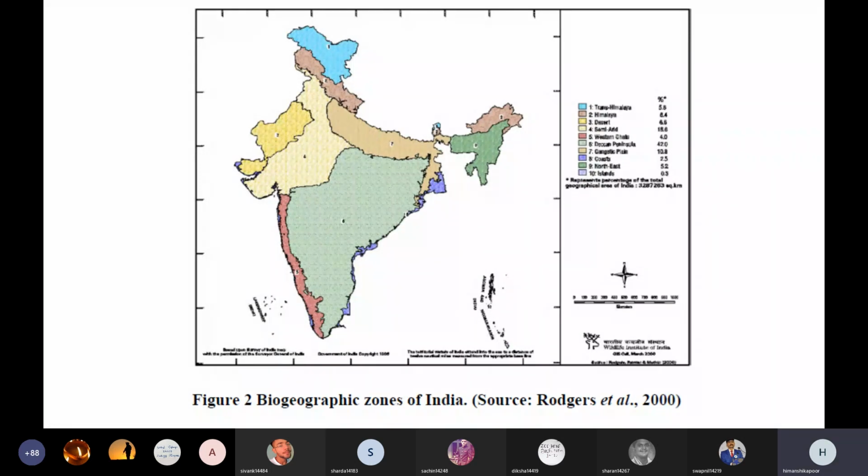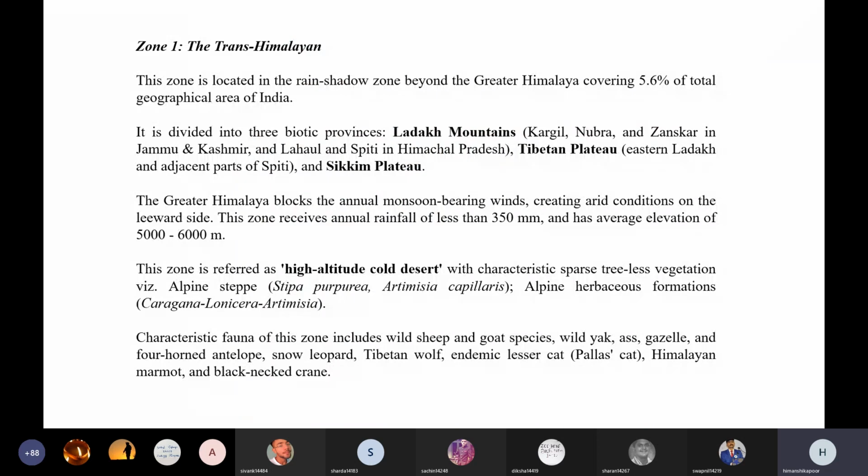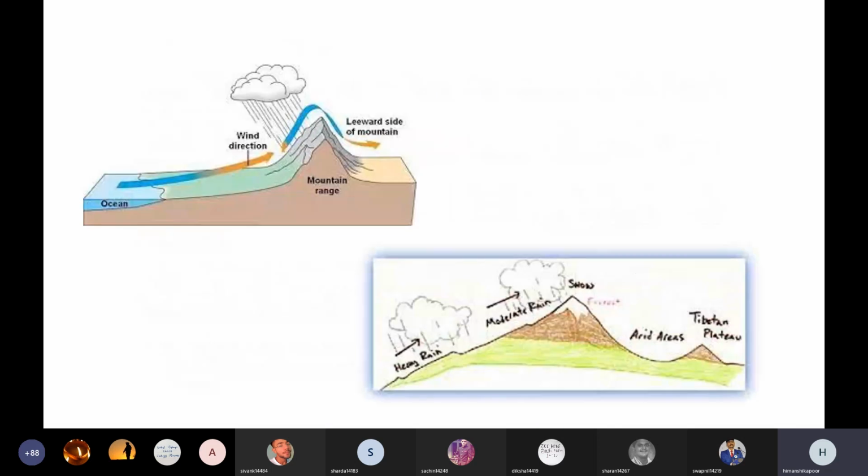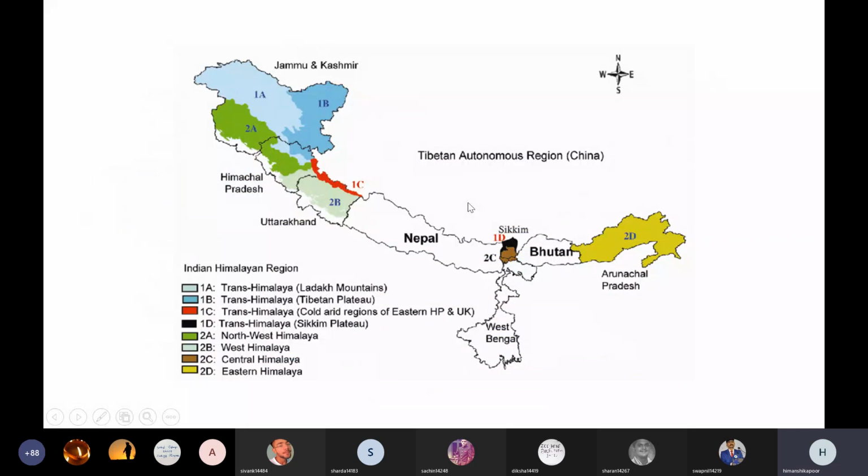Now we will discuss each of these zones: what are the biotic provinces in each zone, what are the plants and animals sustaining there, and also the climatic conditions and the rainfall patterns. All these things we will discuss in detail. Now coming to the first zone, which is the Trans-Himalayan zone. Let me show you the picture first. So this picture is visible.